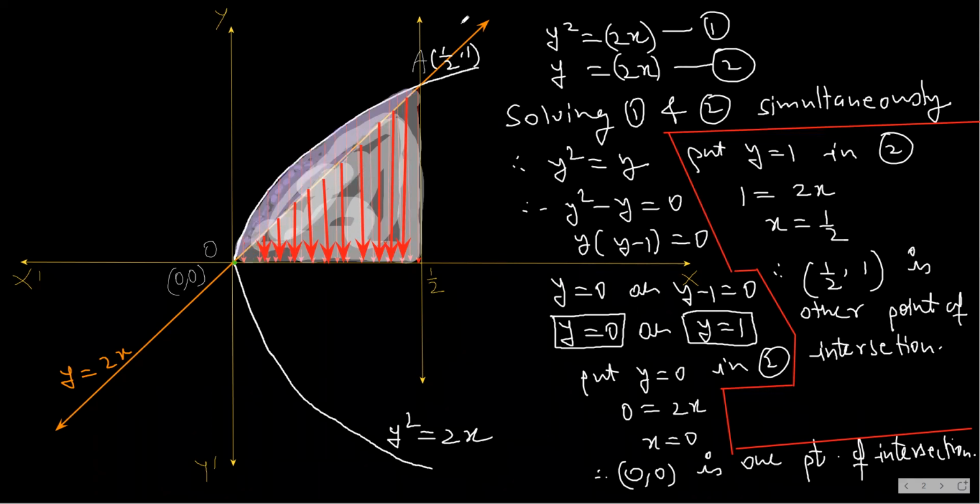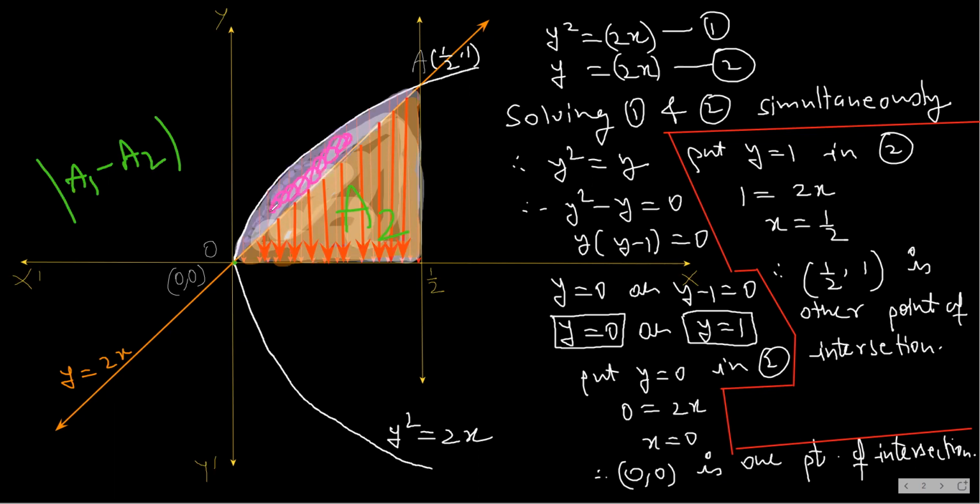And this area I will name as A2. This will be my A2. And you know what is A1? Finally, I will get A1 minus A2, and that is my final answer. Once you get A1 minus A2, you have obtained the required area.